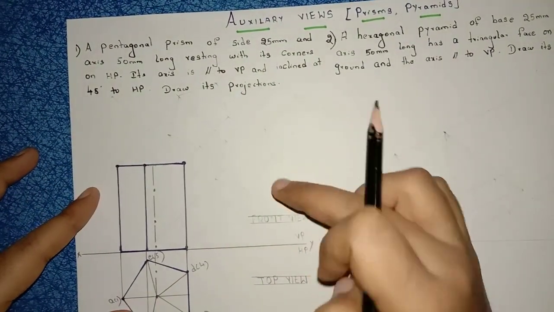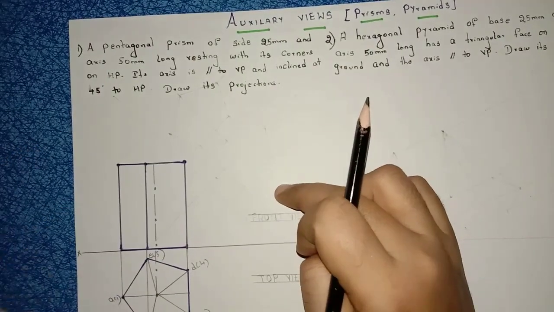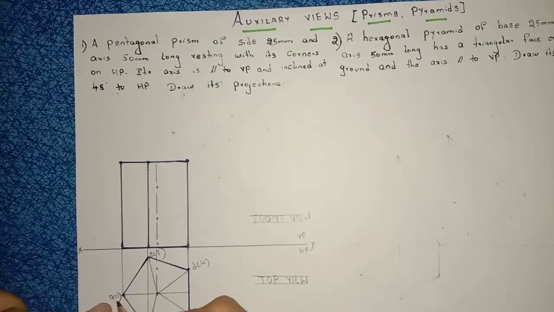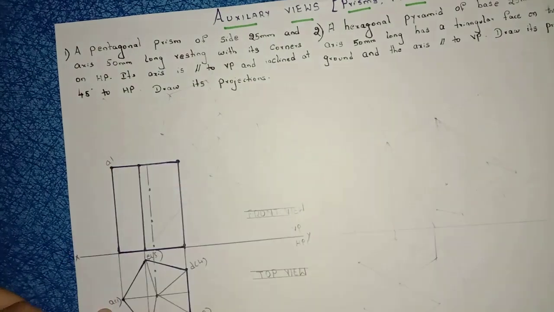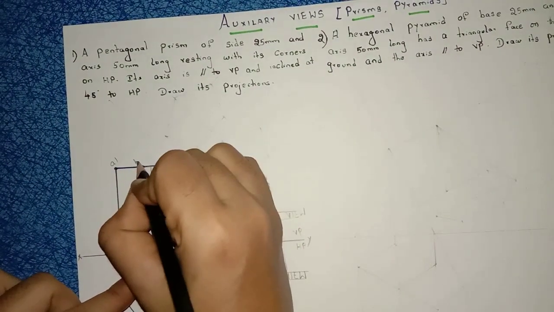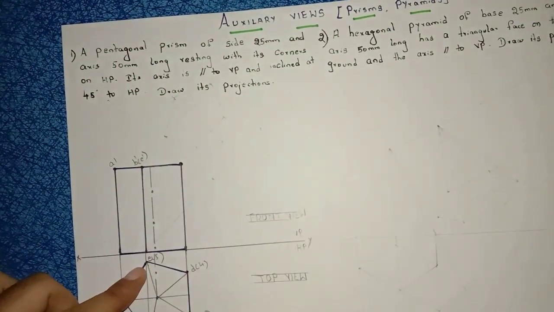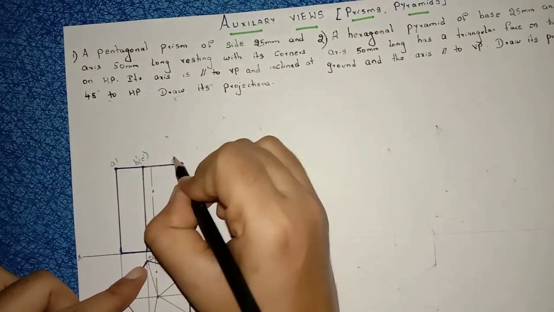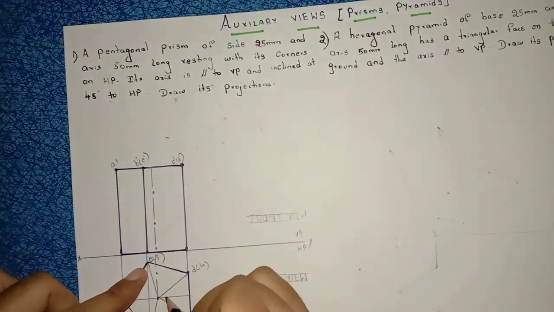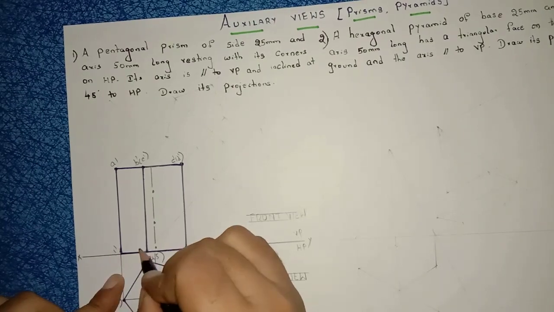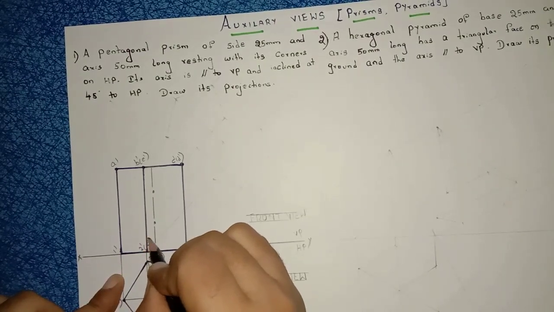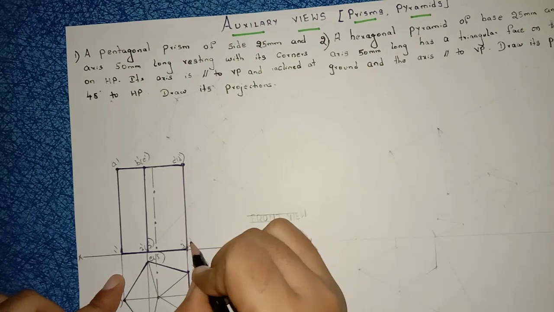45 degrees to HP means I have to construct the axis line here, right? So first name the prism here. This is A of 1, no? A dash, B of 2, E of 5, B dash of A dash, C of 3, D of 4, C dash of D dash, right? And here 1 dash, 2 dash of 5 dash, 3 dash of 4 dash.